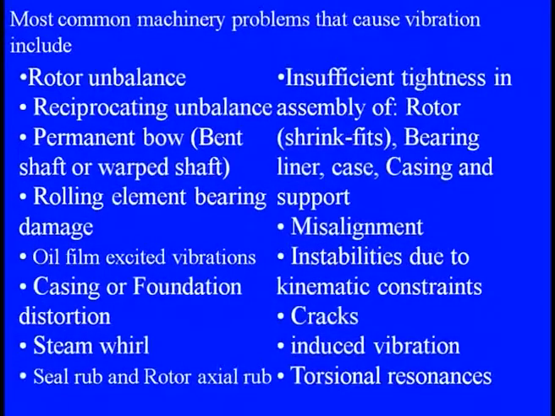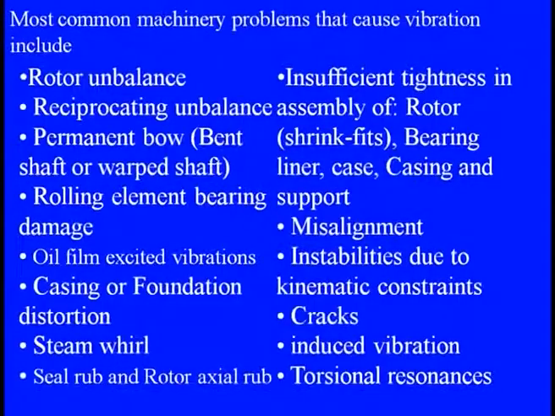Then we have the bent shaft, or the warped shaft, in which we have a permanent bow. So the center line of the entire shaft cannot be a straight one. We have the bending feature within that. And when these shafts have even a micron-level bow, they can induce a significant amount of excitation in the machine.